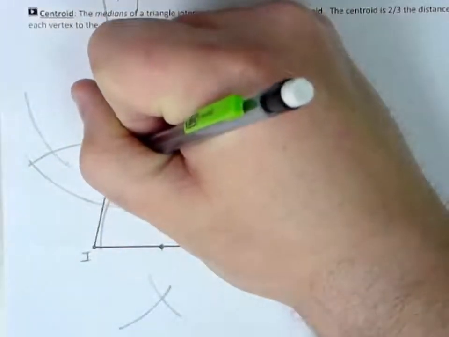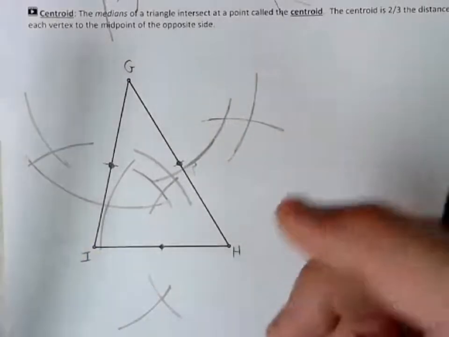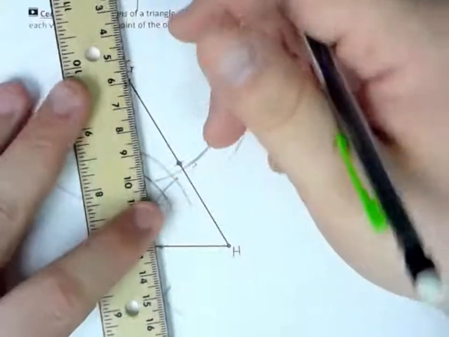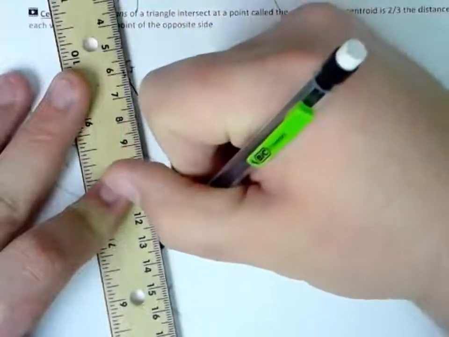So now that we have all 3 midpoints, we have enough to draw our medians. And if our midpoints are in the correct spot, and we draw our medians accurately, they should all intersect at the same point. So my first median, I'll draw from my vertex G to the opposing midpoint.